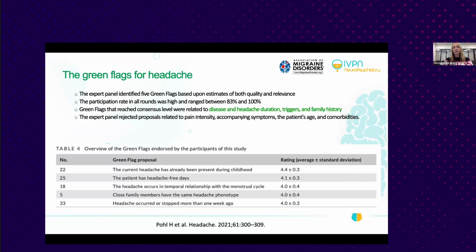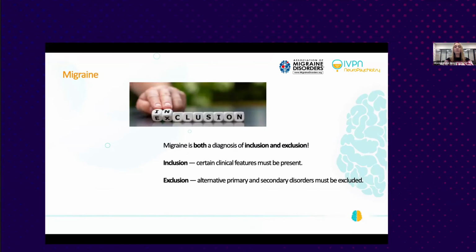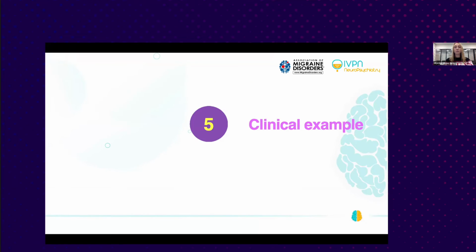The current headache has already been present during childhood. The patient has headache-free days. The headache occurs in temporal relationship with the menstrual cycle. There are close family members with the same headache phenotype, and the headaches occurred or stopped more than a week ago. So lastly, migraine is both a diagnosis of inclusion and exclusion.